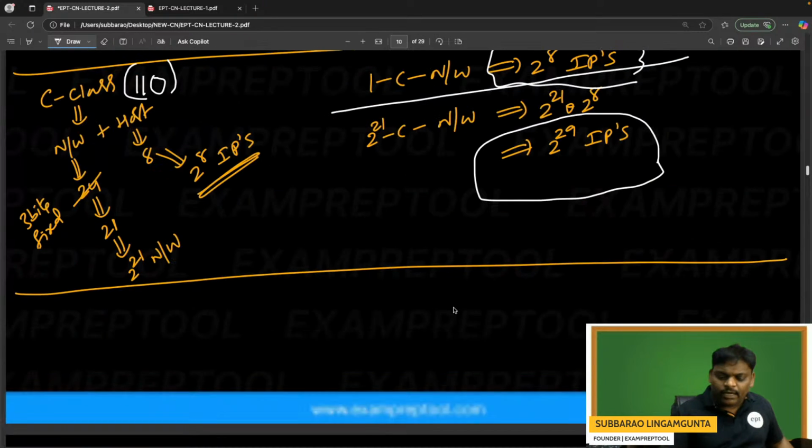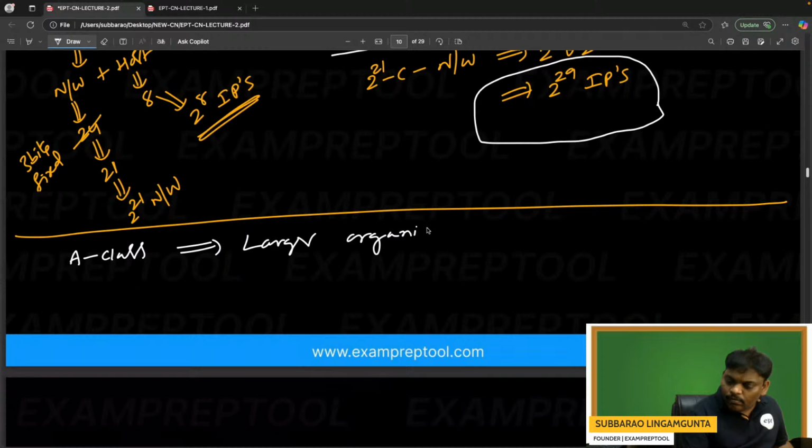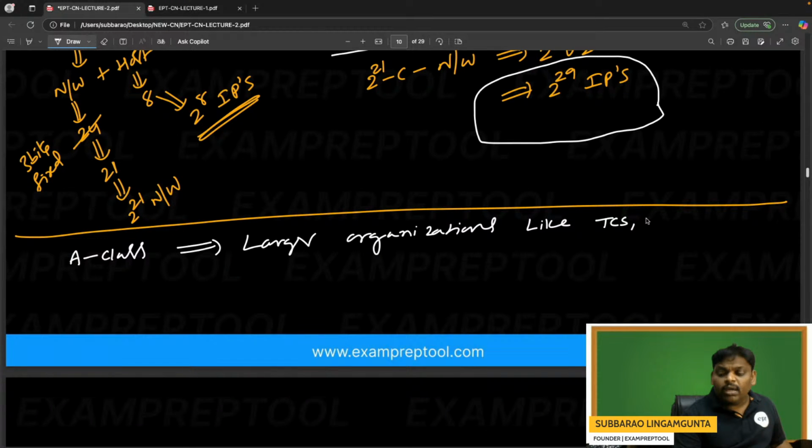So let me write now. A class is for larger organizations. For larger organizations, A class is preferred. A class is for larger organizations like maybe TCS having more employees, maybe Reliance, maybe the Indian government, central government of India.